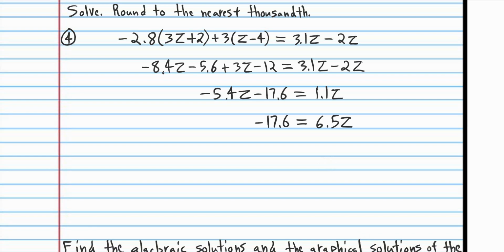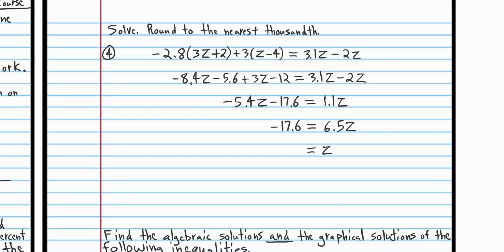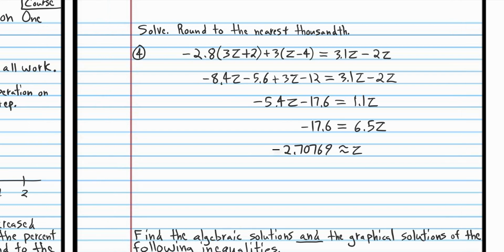So we added 5.4z to both sides, and now we're going to divide both sides by 6.5. But again, I don't have to show that. I do have to get my calculator. 17.6 divided by 6.5 is a decimal that goes on forever. So we're going to have to write approximately equal to, and it's approximately equal to 2.70769. And it says here, round off to the nearest thousandth.